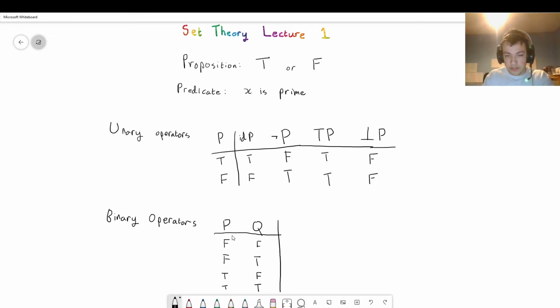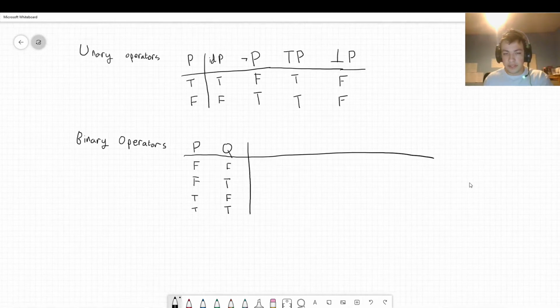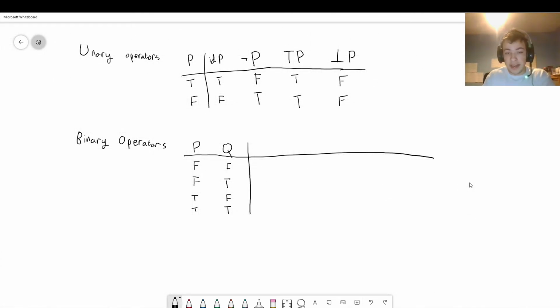So which operators do we have here? The first one is AND, so P and Q, or P wedge Q. P and Q is true if and only if they are both true. So "it is Wednesday and it is raining" as a statement is only true if it is both Wednesday and raining, not just one of them, and certainly not if neither of them is true.